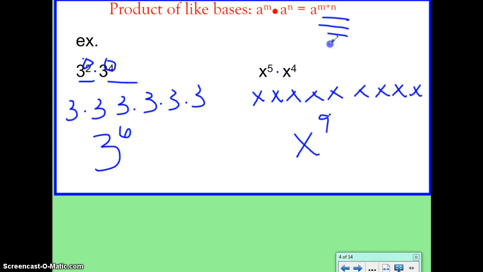Remember, if we take our shortcut and we apply our rule, we would add 5 plus 4, and we would get 9. So there it is. That's your product of like bases. You take the base, you keep it, and you add the exponents.